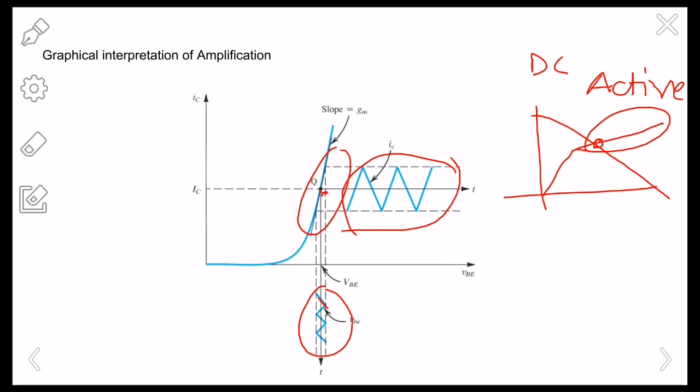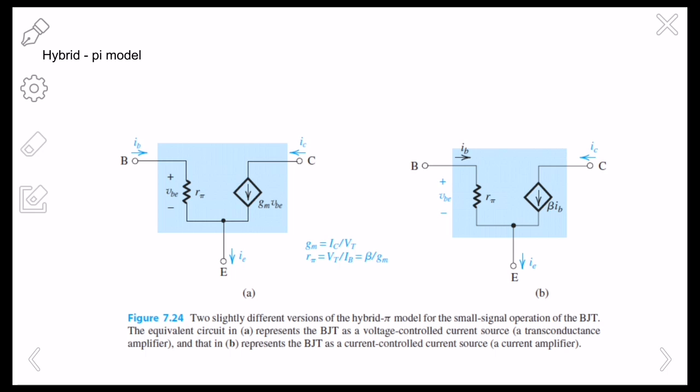We bias it in the active region by putting a DC voltage at the base. Then we put the small AC signal, which is a very low voltage, like millivolts, and then we get a good amount of gain. So now let's move on to the next thing, that is when we'll be analyzing the BJT.